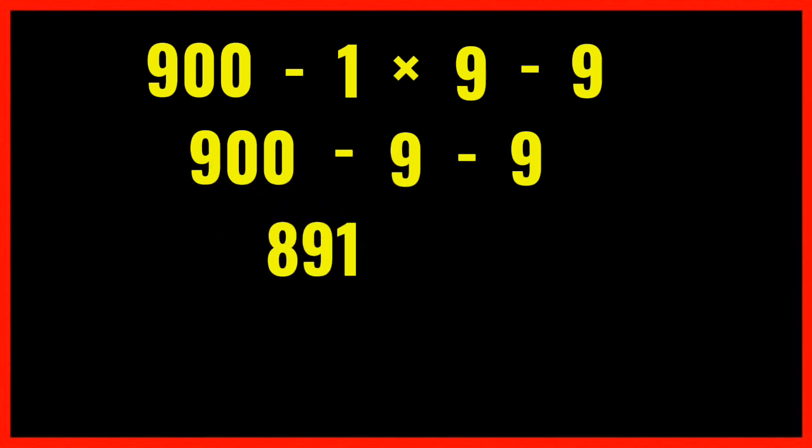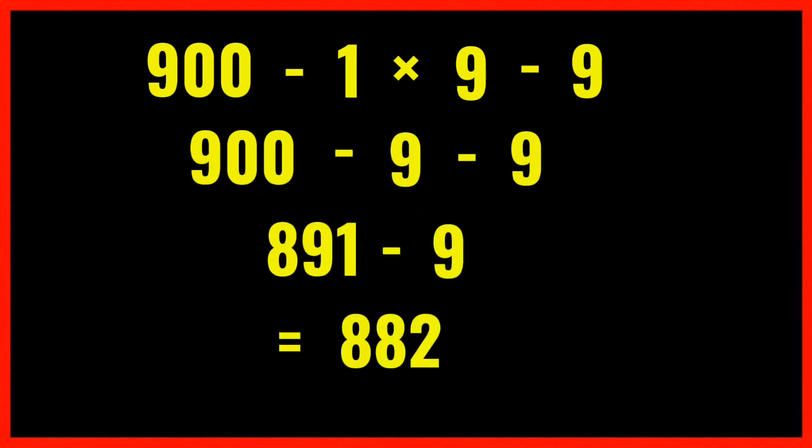900 minus 9 equals 891, and 891 minus 9 equals 882. So the correct answer is 882, not 0 as many people first think. You can see that one small detail, which is following the correct order of operations, changes everything.